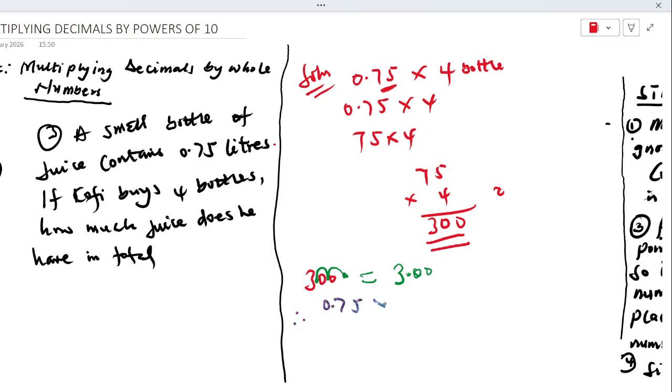Therefore, 0.75 times 4 is equal to 3.00. So it means you have 3.00 liters of juice.